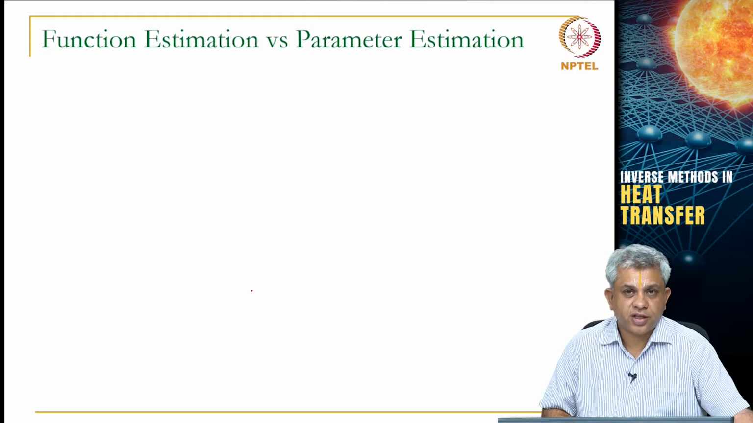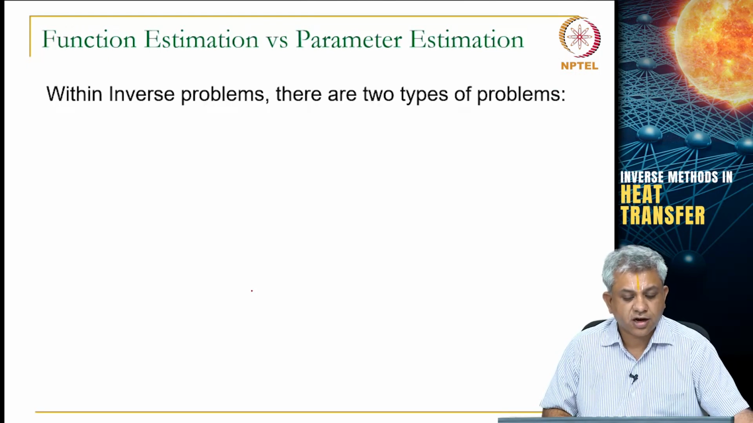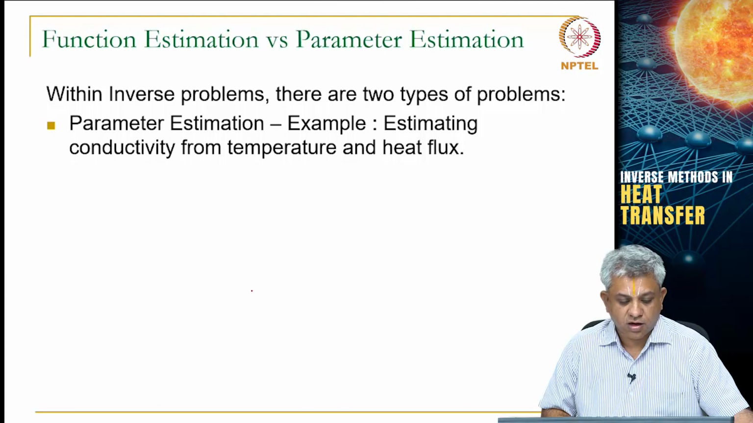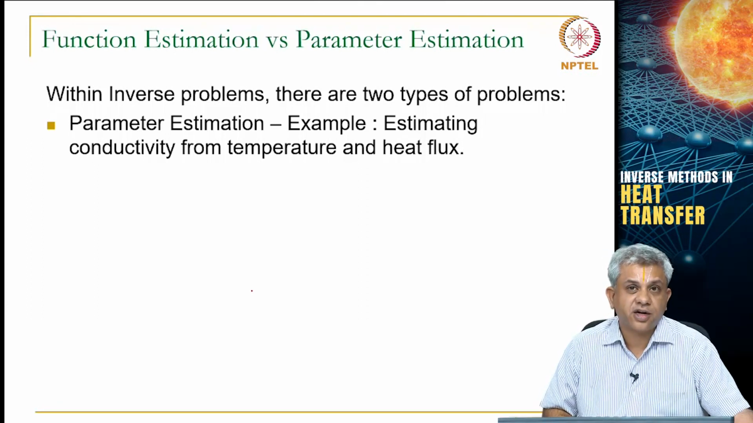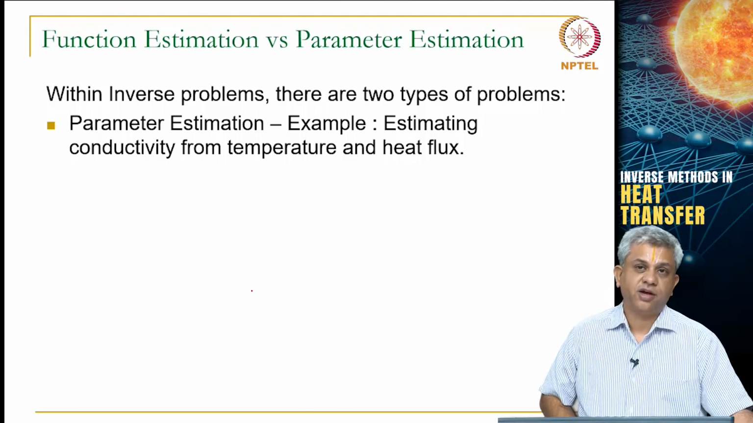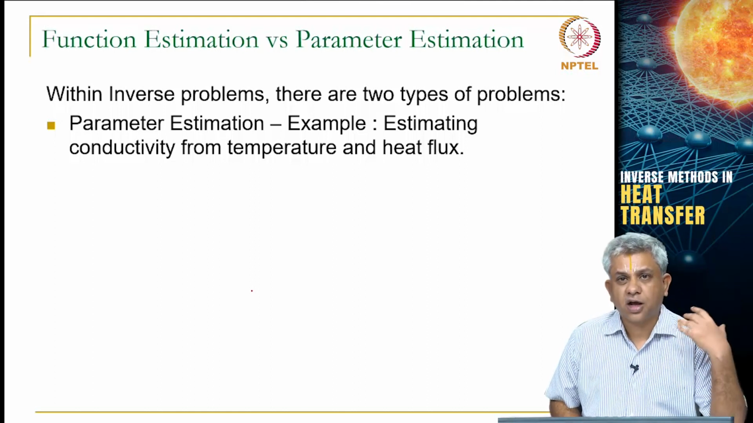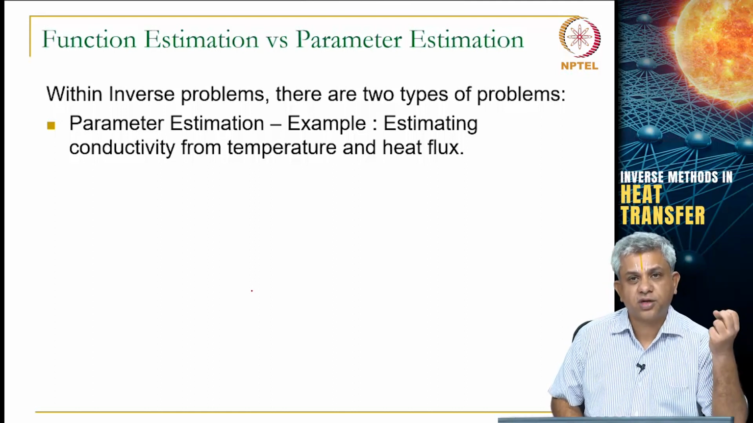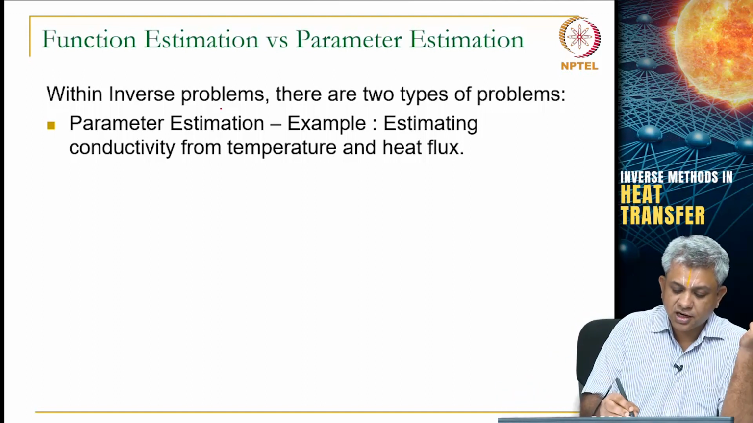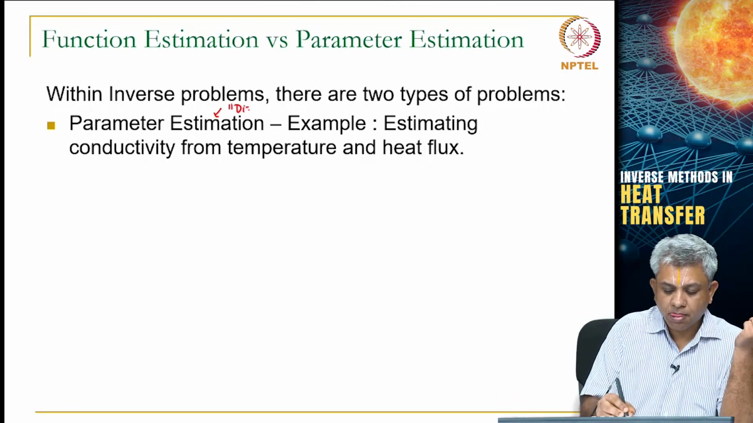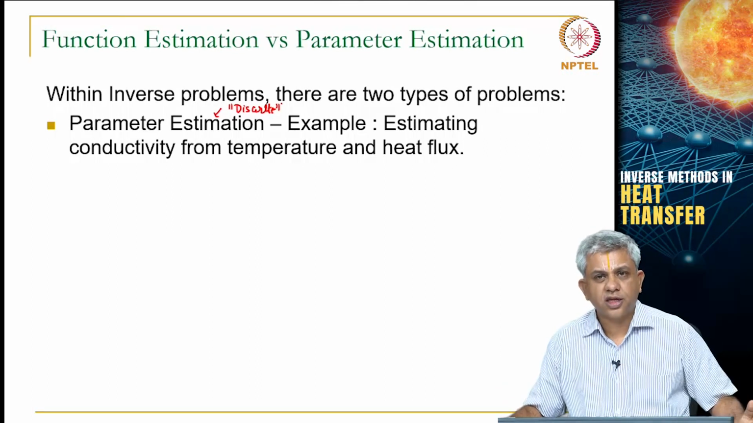Within inverse problems, whether it is in heat transfer or in other fields, there are two types of problems. This is called a function estimation problem versus a parameter estimation problem. Okay. So a parameter estimation problem is you want to estimate the conductivity from the temperature or the heat flux. So a parameter estimation problem is finding out one property or one number or a couple of numbers. Okay, it's a limited number of numbers. This is in some sense a discrete problem.